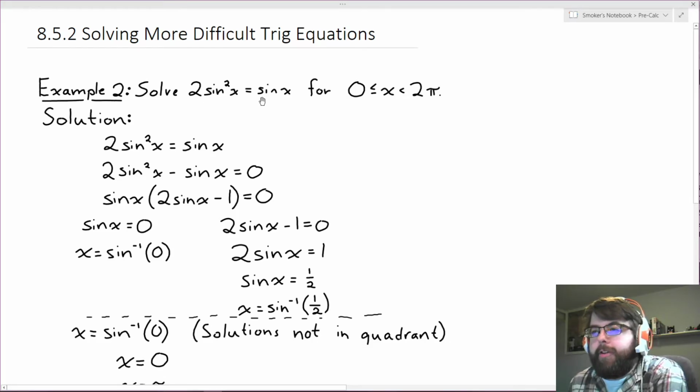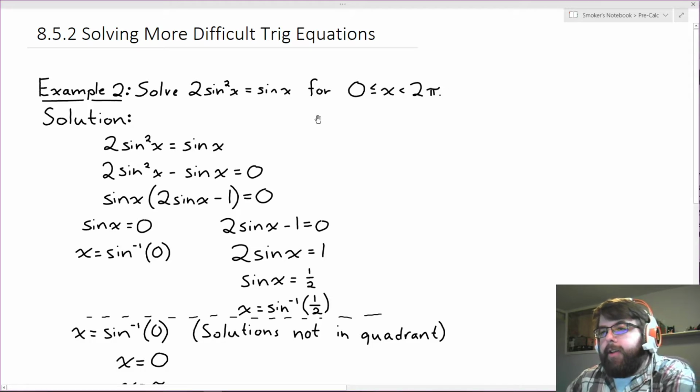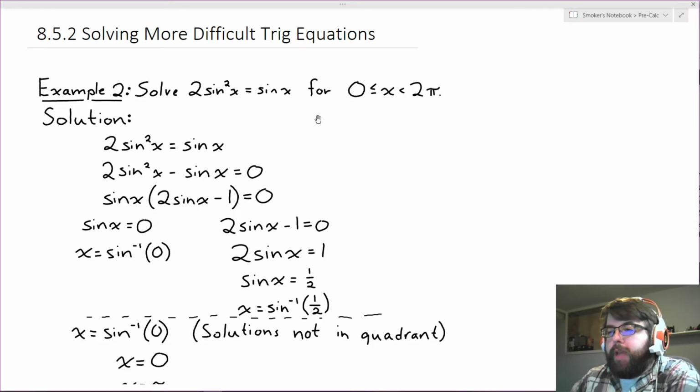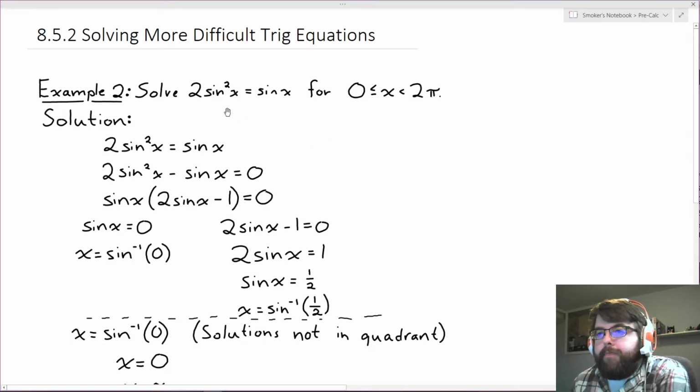You cannot cancel out a sine from both sides. Because if you ever cancel out a variable, and that's what you would be doing, you'd be losing a variable by canceling out sine from both sides. You would get to sine equals 1, but you'd actually be losing a solution in the process. You'd remove a solution from the problem. You're not going to get all the solutions. So what you need to do in this case is factor.